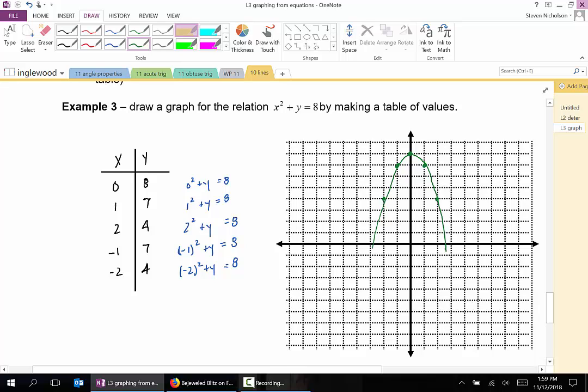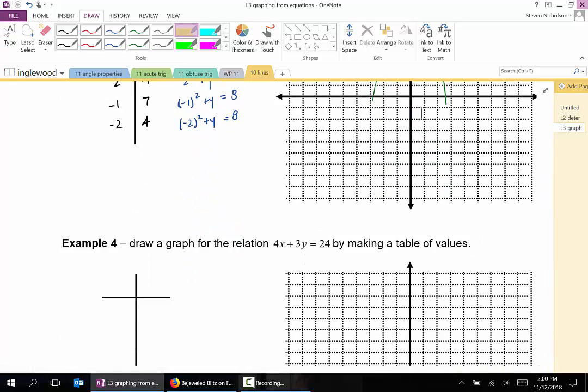So again, the main idea is making that table of values, choosing some x's, figuring out what the y's are, and be careful with integer arithmetic. And if you have to do quick calculations on a rough piece of paper, go ahead and do that.